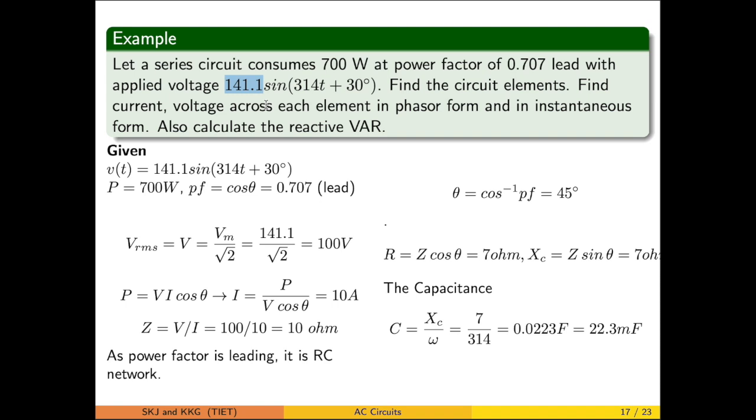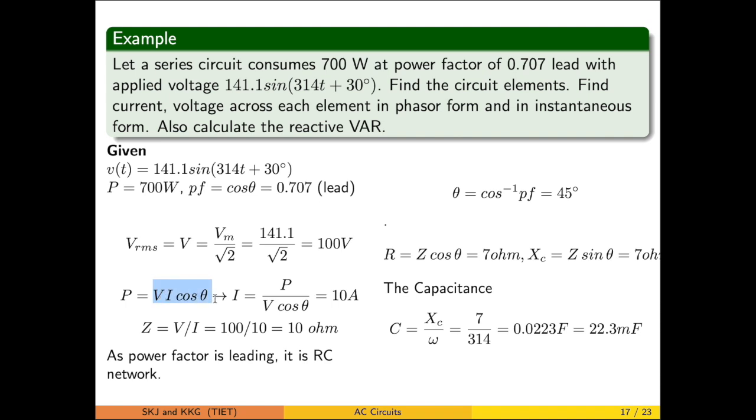Suppose the same question is given with a 100 volt supply. So this is V, and the known parameters are summed up. Here the cosine theta is 0.707 lead. Now we will be invoking the concept of the phasor, so it is the V I conjugate.